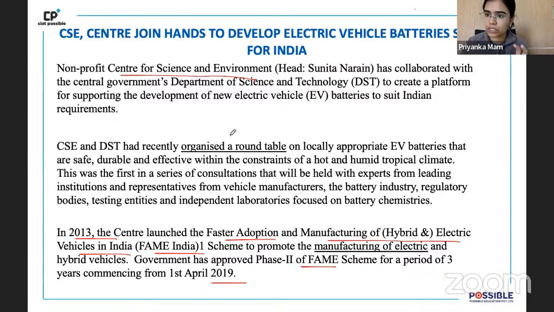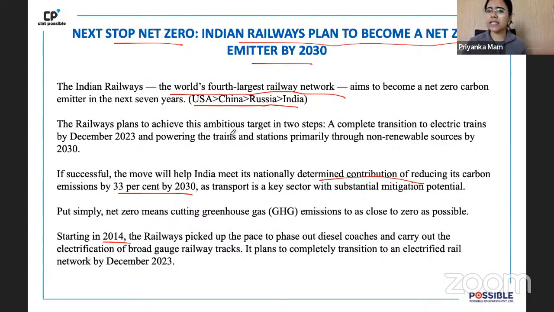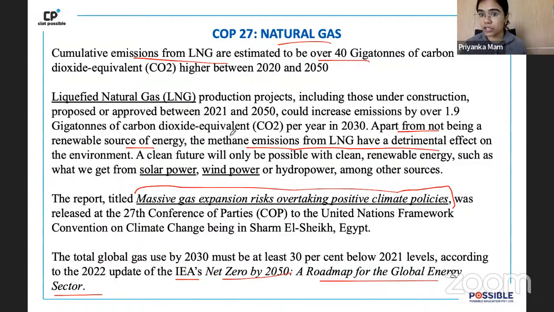फिर फेम करके जो स्कीम है उसका आपको फुल फॉर्म पता हो जाना चाहिए, फास्टर अडॉप्शन एंड मैन्युफैक्चरिंग ऑफ हाइब्रिड एंड इलेक्ट्रिक व्हीकल्स इन इंडिया. 2013 में फेम 1 आ गया और 2019 में फेम 2 करके हमने ले आए. Then is Indian Railways, they plan to become a net zero emitter by 2030. Then we've spoken about natural gas and how LNG production should be reduced and we should look into renewable sources of energy. 2 टाइप की रिपोर्ट्स आ गई यहाँ पे.